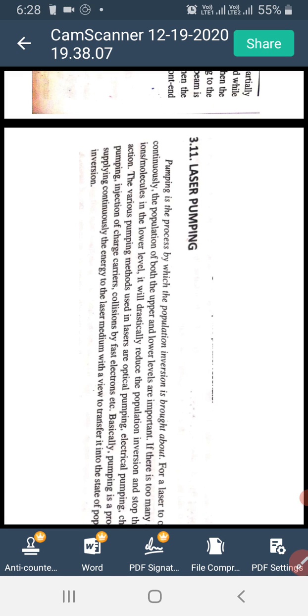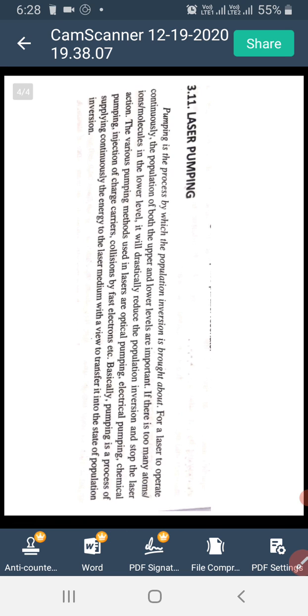For the laser to operate continuously, the populations of both the upper and lower levels are important, and if there are many atoms, ions and molecules in the lower level, it will drastically reduce the population inversion and stop the laser action. The various pumping methods used in lasers are optical pumping, electrical pumping, chemical pumping, injection of charge carriers, collision by fast electrons, etc. Basically, pumping is the process of continuously supplying energy to the laser system with a view to transfer it to the state of population inversion.